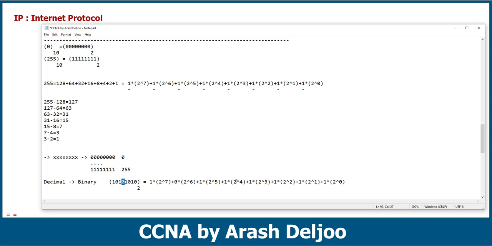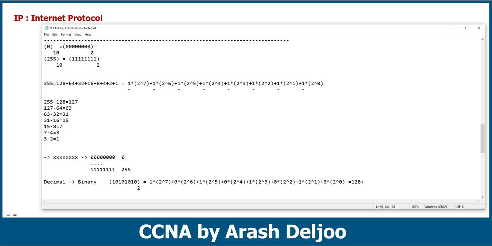We have 0 multiplied to the power of 4. We have 1 again multiplied to the power of 3. We have 0 multiplied to the power of 2. We have 1 multiplied to the power of 1, and finally 0 multiplied to the power of 0. That's it. It's so easy. Let me calculate the result.